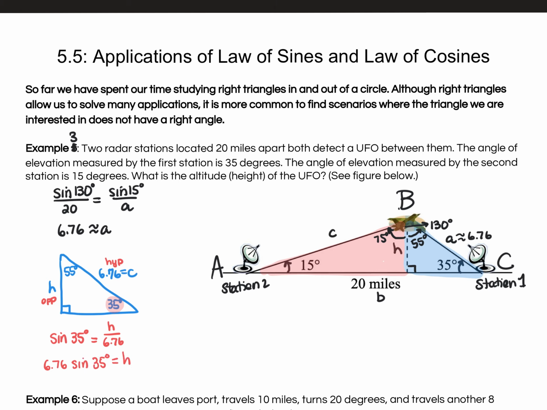And then just type that into your calculator. You should get, we'll say, 3.88 miles as an approximation for h. Now, I could have done the same thing with the red triangle. I could have said, look at the red triangle, I know this is 15, I know this is 75, and I could figure out what c is using law of sines. And then once I know c, I can use regular right triangle trigonometry to figure out what h is.